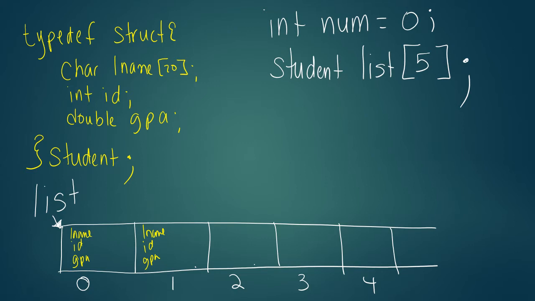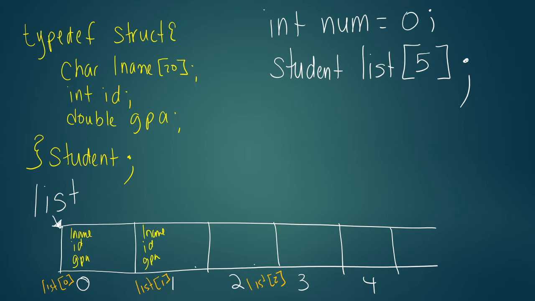Now, how would I fill the last name, the ID, and the GPA into my list? Well, this is list at index 0. This is list at index 1. And this is list at index 2. And this is list at index 3, and this is list at index 4. Any of these items that are in my list are students. So list at index 0 is a student.